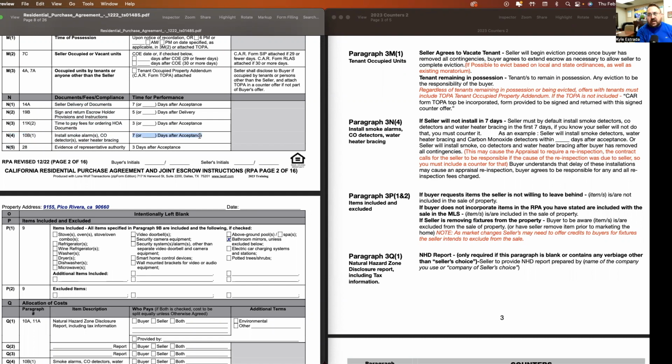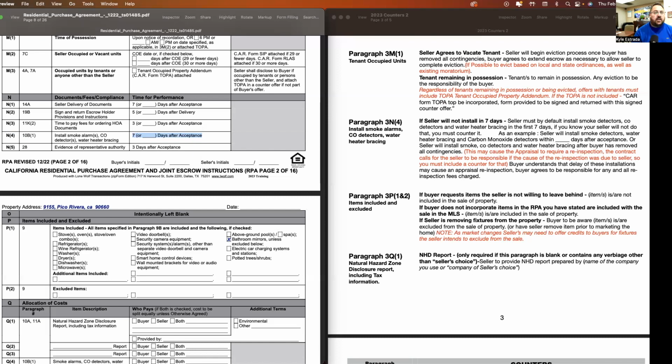I know the reason why they change that is because those are things that, if they're not done and the appraisal comes out, they usually turn into repeat visits from the appraisers. Okay? So that's why they want to do it. But if your seller's not willing to or can't do those things in the 7 days, then you've got to counter it. Okay? Because it's the default.